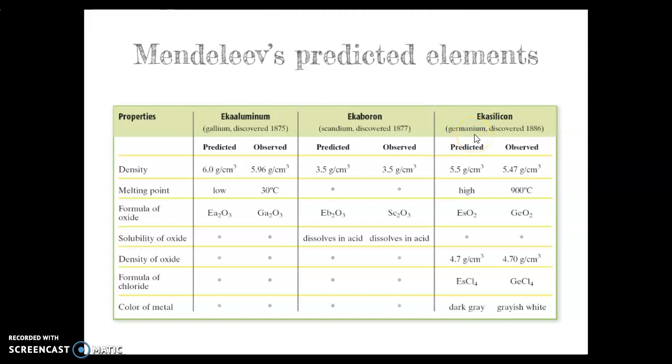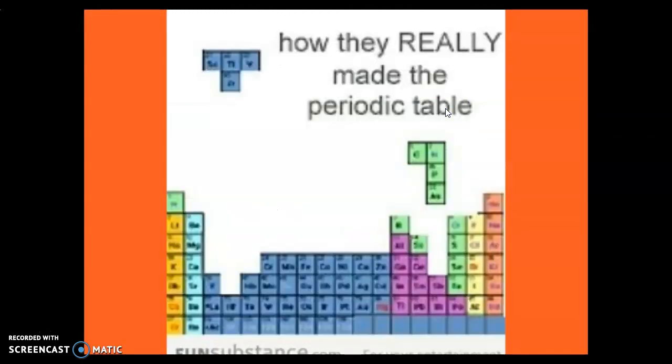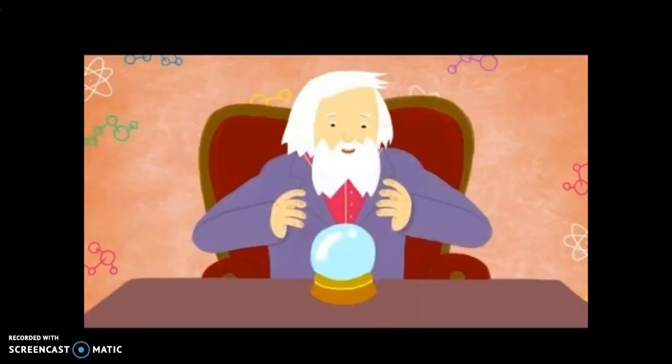And you can see that his predictions are very close to the reality of the properties of those elements. That's the key to Mendeleev's periodic table, that it was used to predict the properties. And so maybe we actually made the periodic table by playing Tetris. I mean, it kind of looks like that, right?